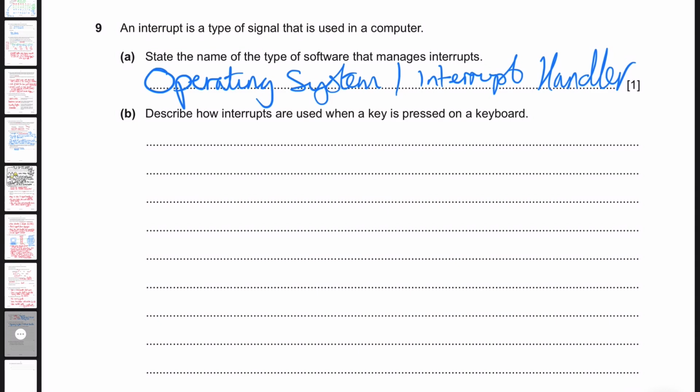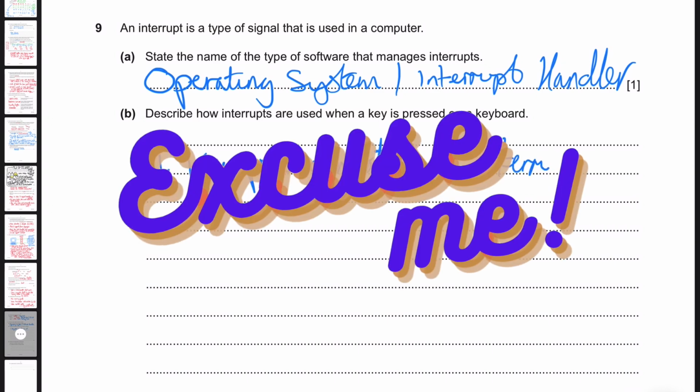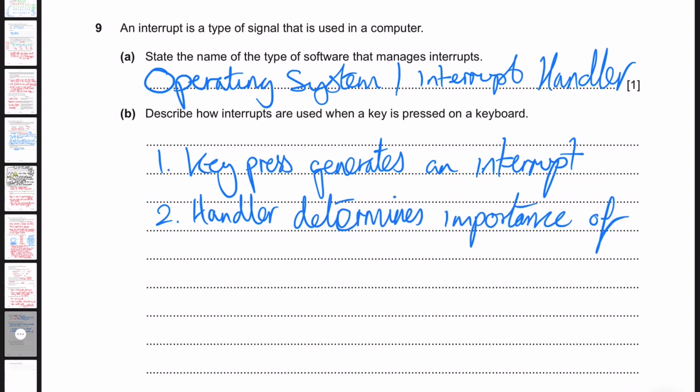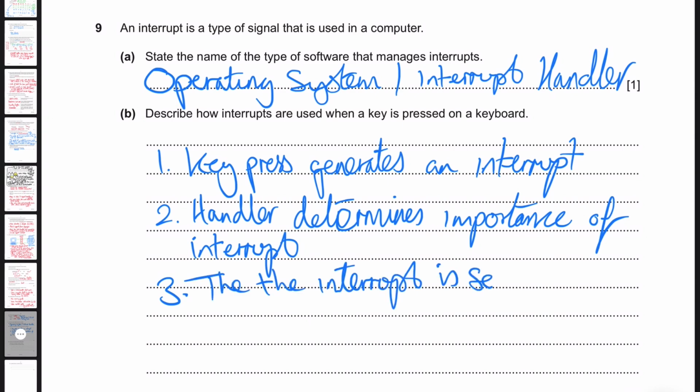Describe, this is for 5 marks, so we need some bullet lists again. Describe how interrupts are used when a key is pressed on the keyboard. Well, I've just sort of glossed over it quickly. 1. Key press generates an interrupt. Okay. 2. Handler determines importance of interrupt. Okay. 3. Then the interrupt is sent, as we mentioned, to the CPU.